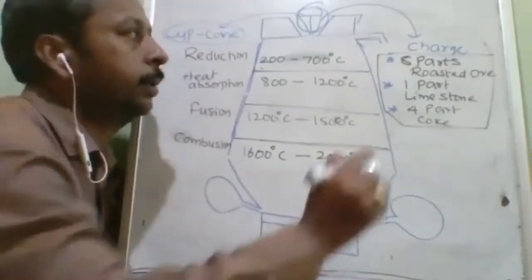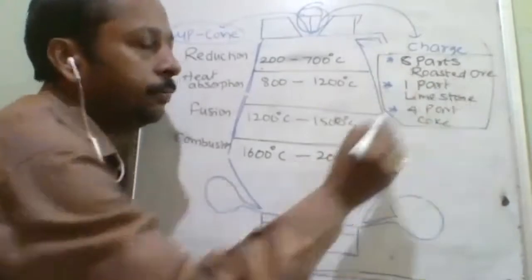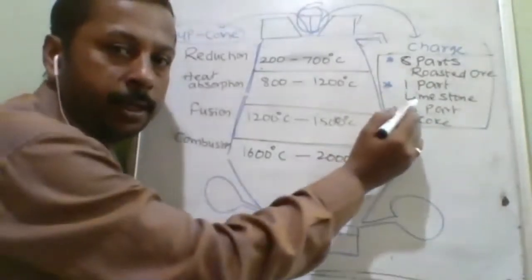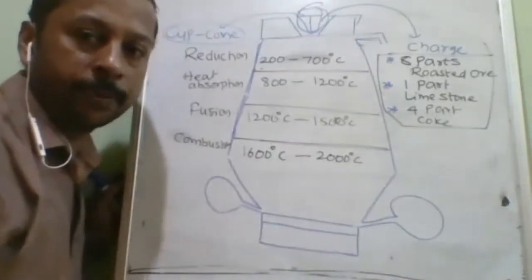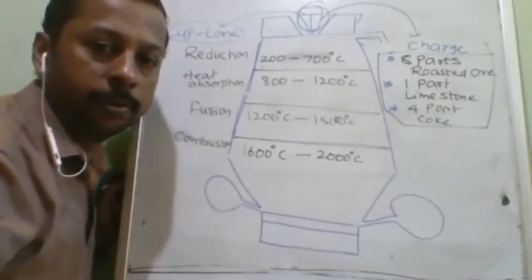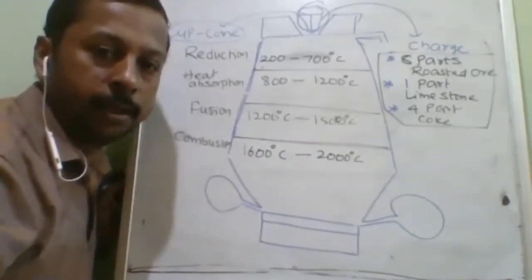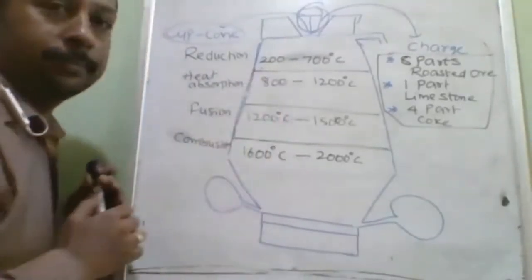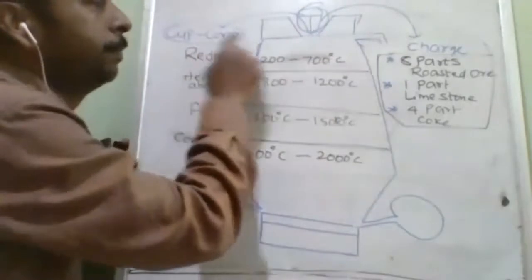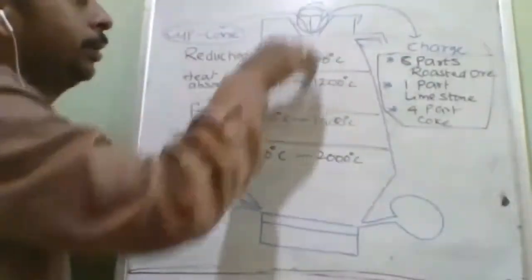Charge is a mixture of 8 parts of roasted ore, 1 part of limestone, and 4 parts of coke. Okay, 4 parts of coke. Is it understood, all of you? Any doubt about this? Okay, see, this is the purpose of this arrangement. This is the charge we are going to feed.